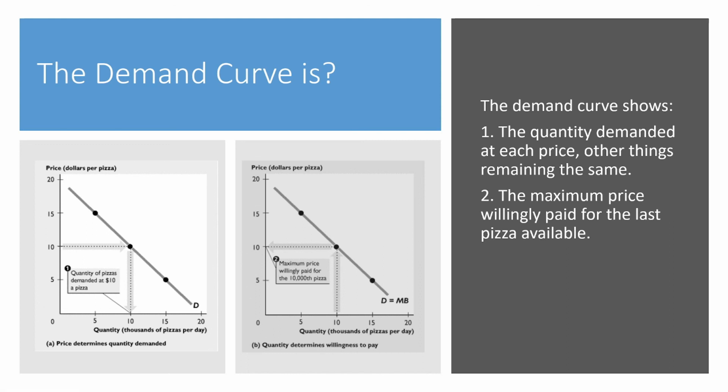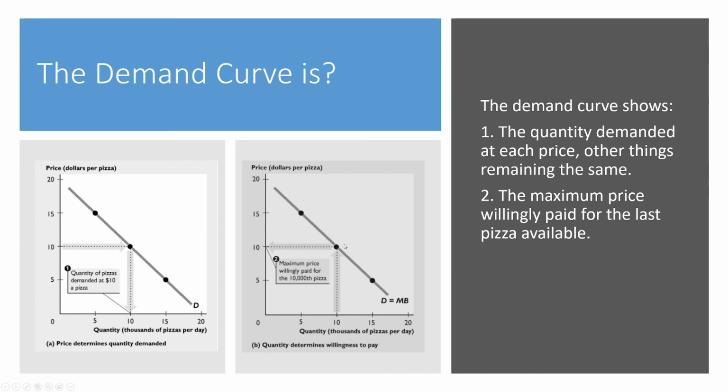But the demand curve also shows us something else: the maximum price willingly paid for the last pizza available. So think about the implications here. The maximum price willingly paid for that 10,000th pizza. That last customer that bought that pizza, the benefit they're getting is at that price, $10. That's the last person in the market for whom it makes sense. All the other customers for pizza say, the benefit I get from buying a pizza is less than $10, and so it doesn't make sense for them to buy it. And that's why we stop here on the demand curve.